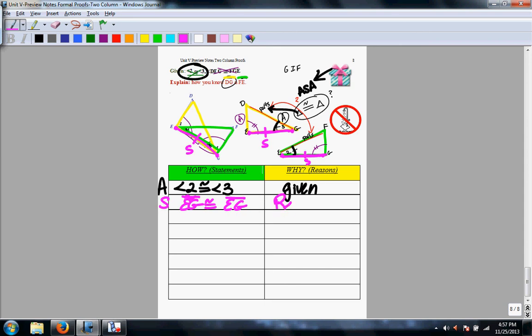I know that looks a little strange. What that is called, that's called the reflexive property. It's a side that's shared by both triangles. Next, we have the two larger angles, DEG and FGE, these ones. So angle DEG is congruent to angle FGE. And the reason is it was given. There's another set of angles.